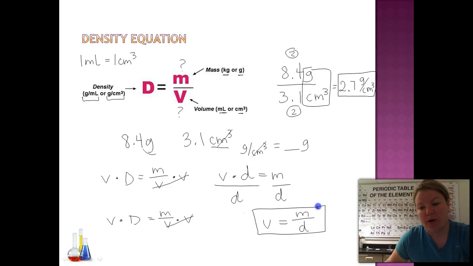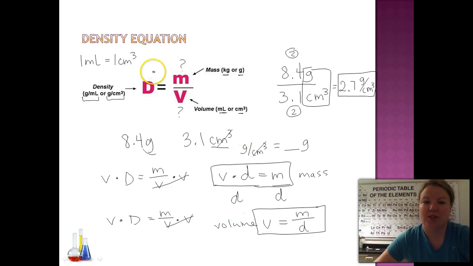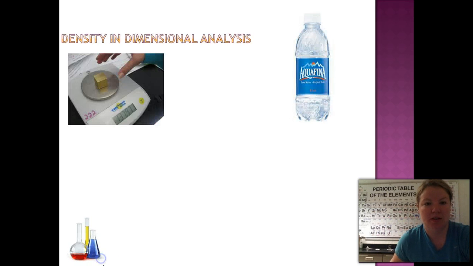So there's actually 3 equations that we have here. I'll just box this one in. This one is to solve for mass. This one is to solve for volume. And this one is to solve for density. There's also another way that we can solve for volume, and we'll be talking about that in just a little bit. And we will be practicing this in class when we come back.